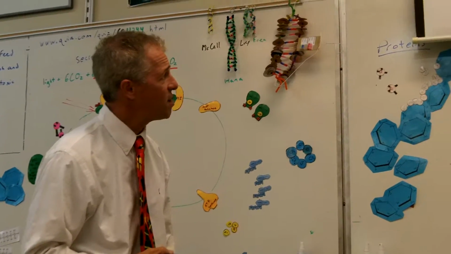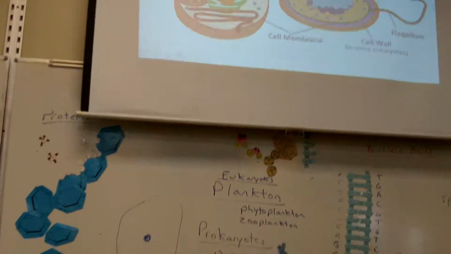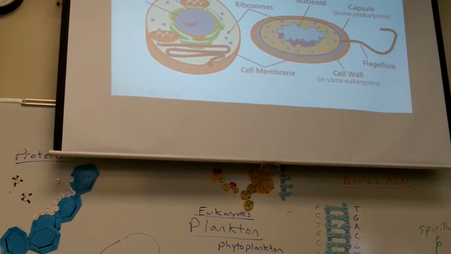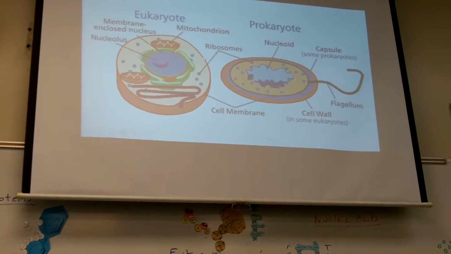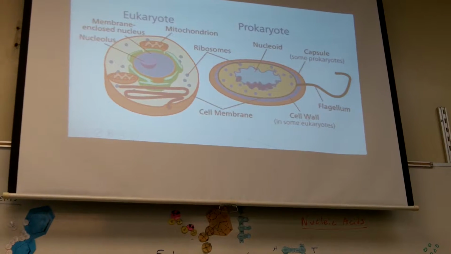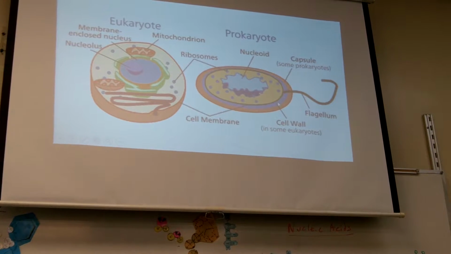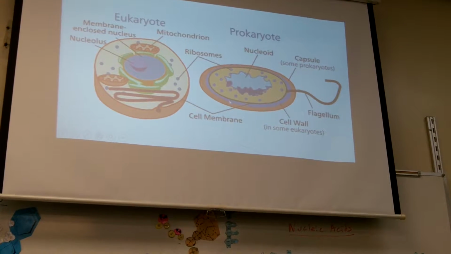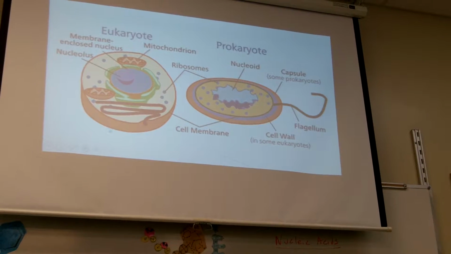They also both have cell membranes, but only plant cells have cell walls. Animal cells don't have cell walls. So eukaryotic cells don't all have cell walls. But all prokaryotic cells do have cell walls. Animal cells don't have cell walls, but plant cells do.